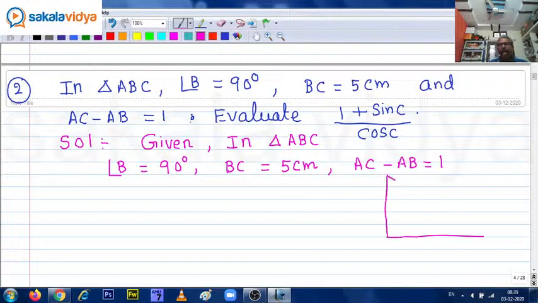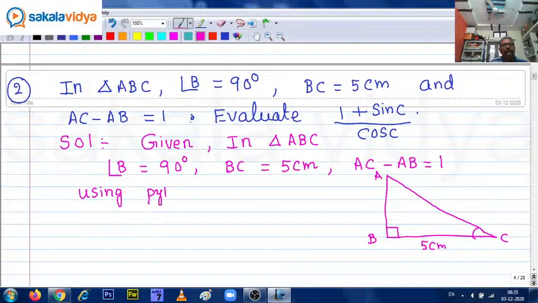Triangle. So this is A, B, C. This is C angle. Here BC is equal to 5 centimeters is given. So using Pythagoras theorem. What does Pythagoras theorem state? It states that AC square equals AB square plus BC square.